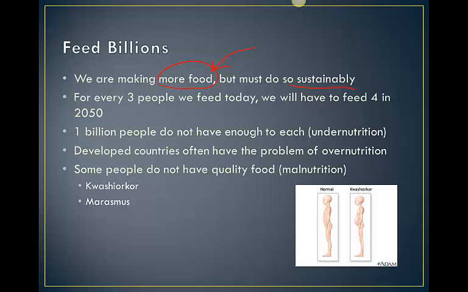So we certainly have the ability and the technology to make more food, but as we do so, we need to think about doing it sustainably. We know that the demand on food is increasing, but there are still people on the planet that don't have enough to eat. Not having enough food is called undernutrition. Okay, so very simple definition. Undernutrition is simply not having enough food to eat.